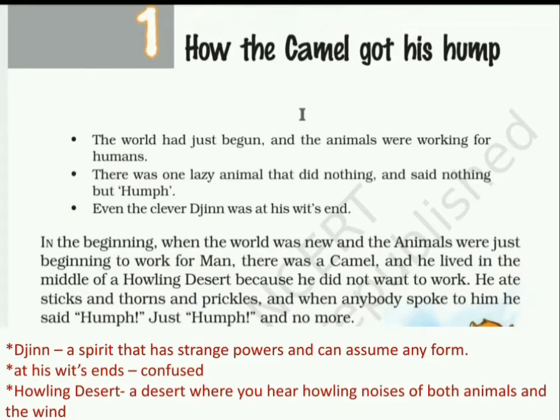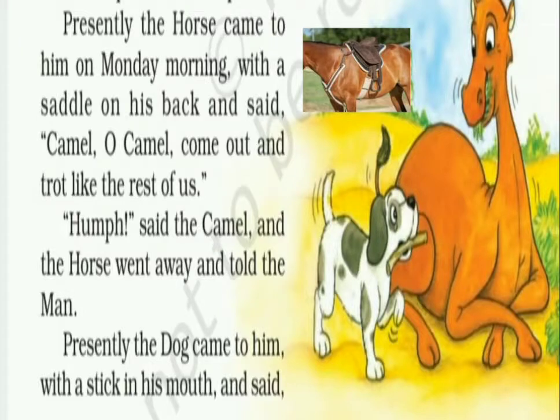And when everybody spoke to him, he said hump, just hump, and no more. So when everybody spoke to him means when the other animals came to this particular animal, that is the camel, in order to accompany them in the work. At that particular time, this camel just said hump. So hump is a sound made by the animal to show that it doesn't want to come with them, or to show its unhappiness, displeasure or disgust. Clear, children? Now we'll move on to the next slide.